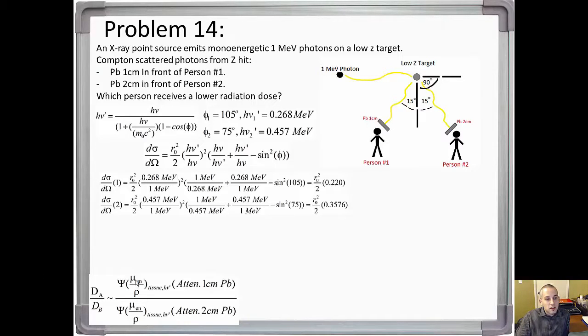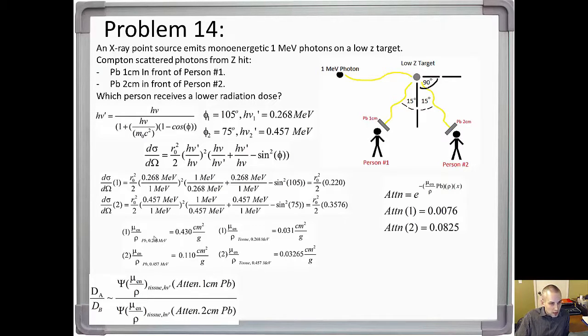Okay, so we're going to need a μen over ρ for tissue for each scattered photon. We're going to need a μen over ρ for lead at each scattered photon energy. So I went ahead and gathered them. Here's the μen over ρ for lead at this scattered energy, μen over ρ for tissue at this scattered energy for the first one, and then the same for the second. So now we'll go ahead and calculate the attenuation through each piece of lead.